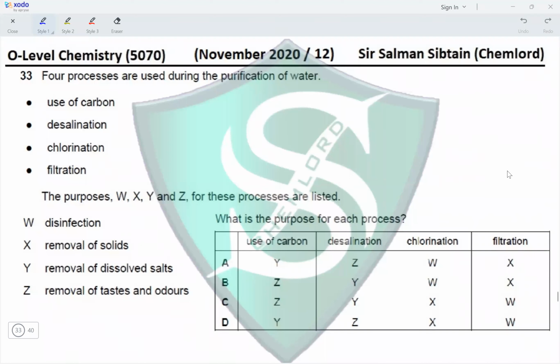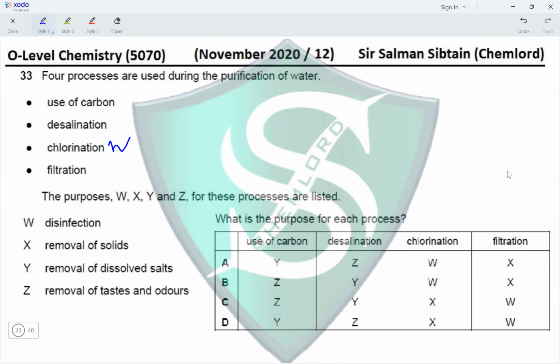Question 33. Four processes are used during purification of water. Use of carbon, desalination, chlorination, and filtration. The purpose of W, X, Y, and Z for these processes are listed. W is for disinfection. Disinfection is the use of chlorination.